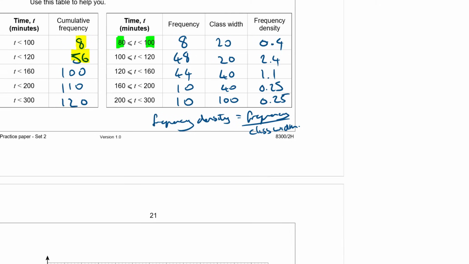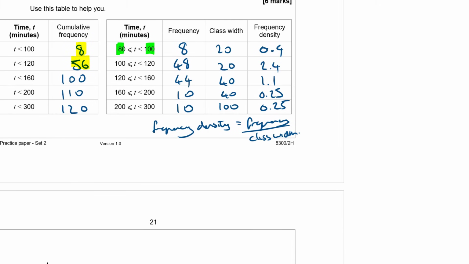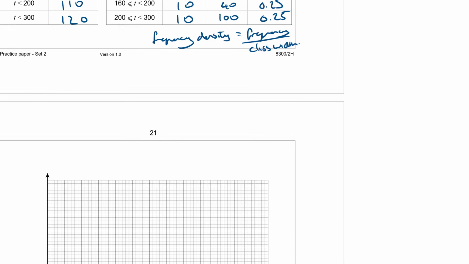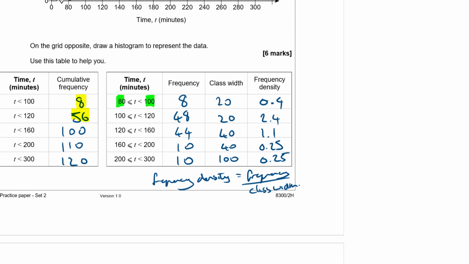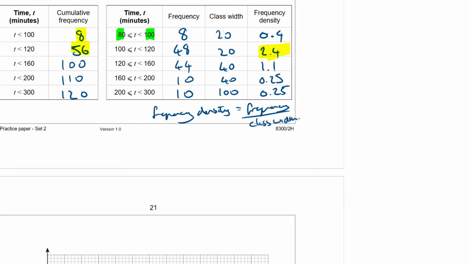So my first bar is going to be from 80 to 100, and it's going to have a height of 0.4. So I've not been given a scale for frequency density up the side here. So the first thing to do really is decide what the increments are going to be up this scale. So I've got to go up to 2.4. That's my largest value, so that's going to have to be at the top of my scale.